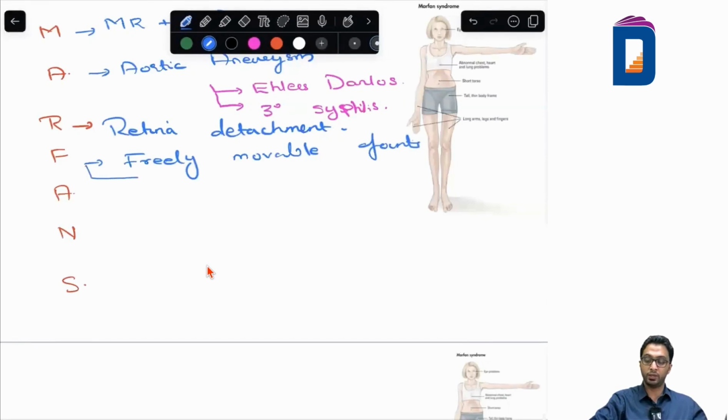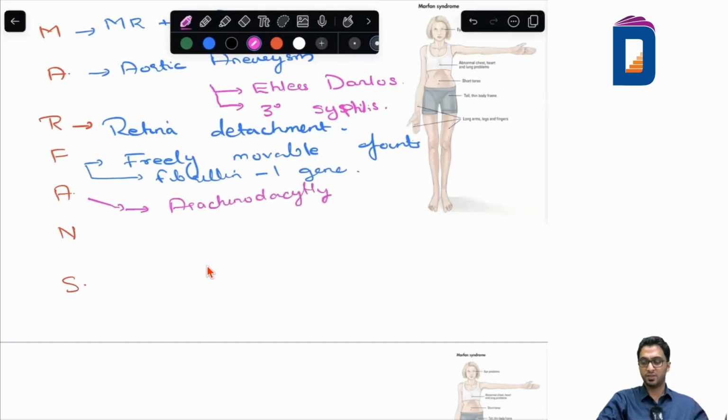Another point to note here is the fibrillin 1 gene. So F is there here. I'll just use a different color. That is the fibrillin gene. A is for arachnodactyly. I can connect it to many lesions here, but I don't want to confuse you.